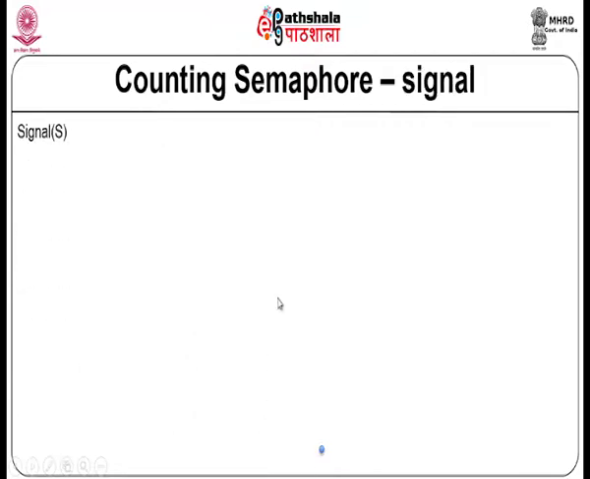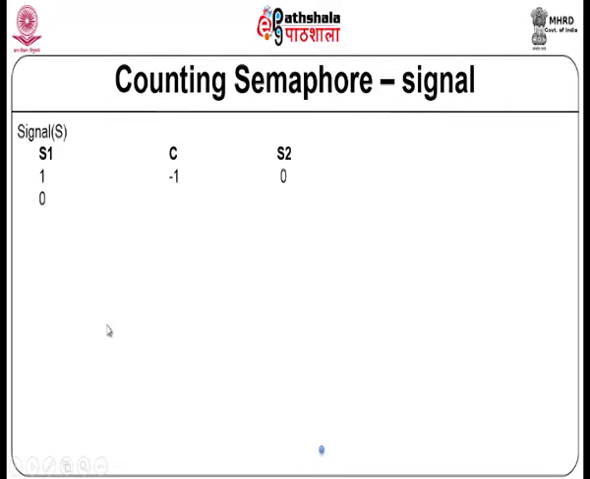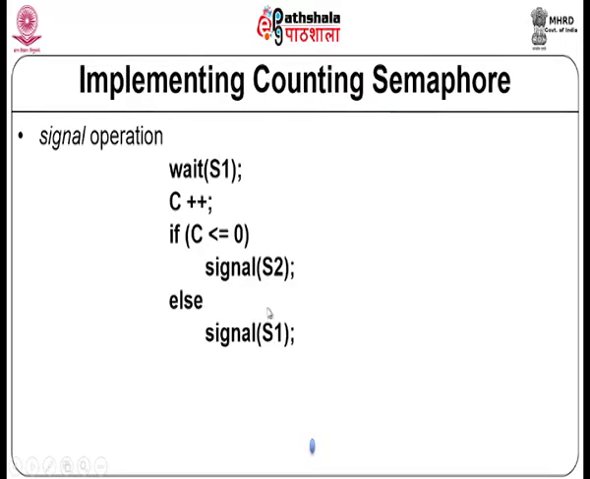Now, what happens when a signal is being done? We will see. We continue with the state where we had left off during the wait operation. The value of semaphore S1 was 1, the value of C was minus 1, the value of S2 was 0, and a process is waiting on this semaphore S2. Now look at the code for signal, you have wait on S1, increment C and then continue. So, wait on S1 will decrement the value of S1 to 0, you increment C, C becomes 0 and now you check if the value of C is less than or equal to 0.